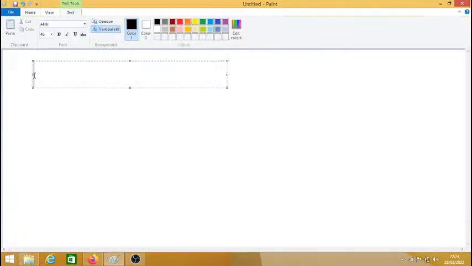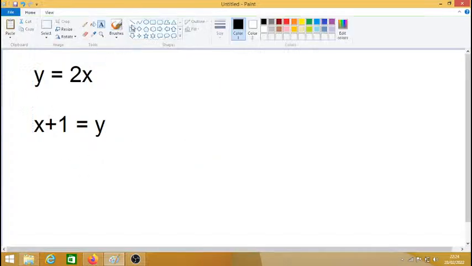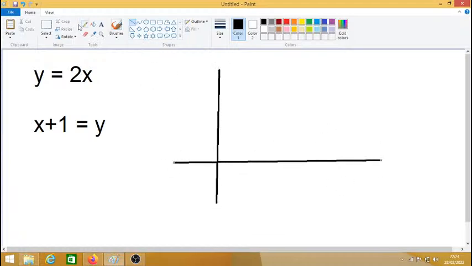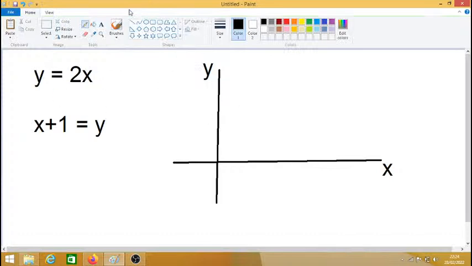Let's think about the kind of equations you've been working on so far. You've got things like y equals 2x or x plus 1 equals y. What this means is that if you have a two-dimensional graph, you've got x on one axis and y on the other, then you can take either of these equations and that'll let you plot a graph. This graph will tell you what the y coordinate is based on the x coordinate, or the other way around. It'll tell you, if you were to rearrange it, the x coordinate based on the y coordinate.